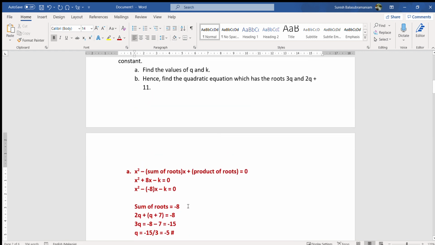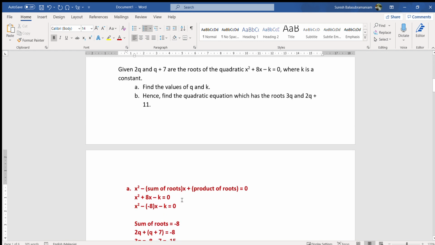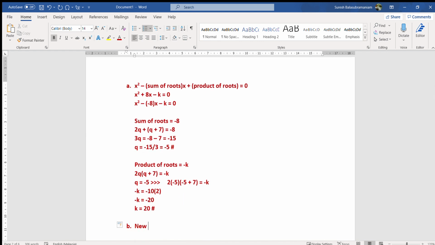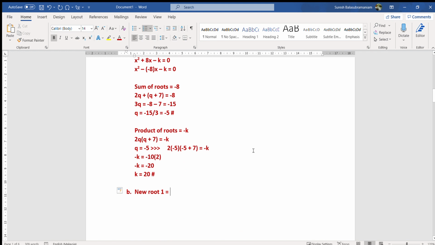Okay, now we move on to question B. Hence, find the quadratic equation which has the roots 3q and 2q plus 11. So they want us to find the quadratic equation which has different roots. That will be B. So our new quadratic equation which has the roots, I'll say new root 1 is 3q.